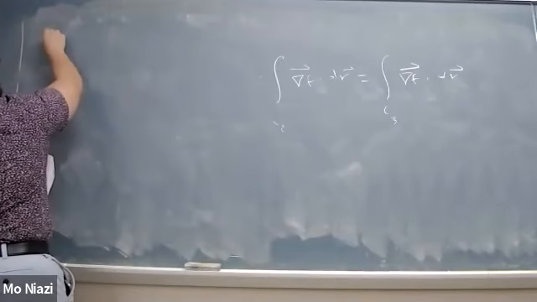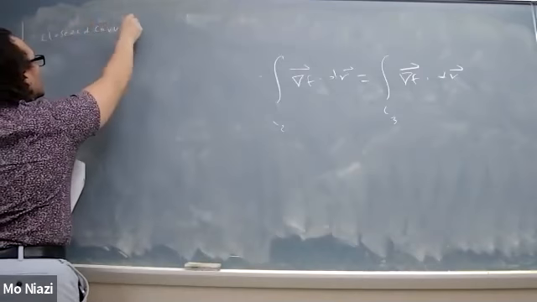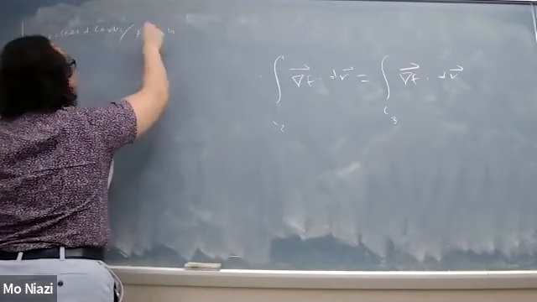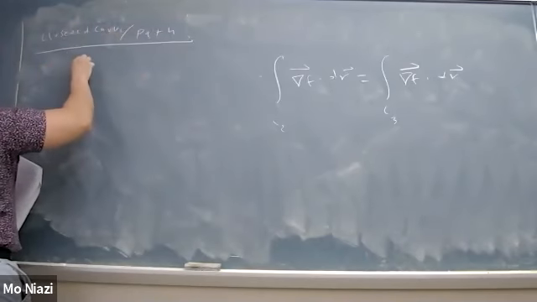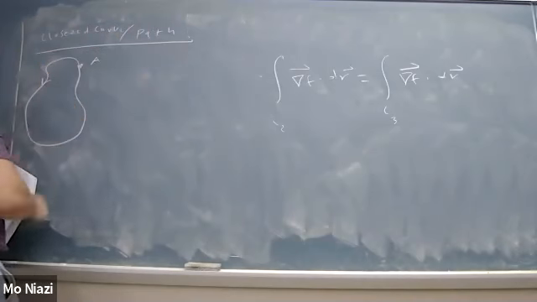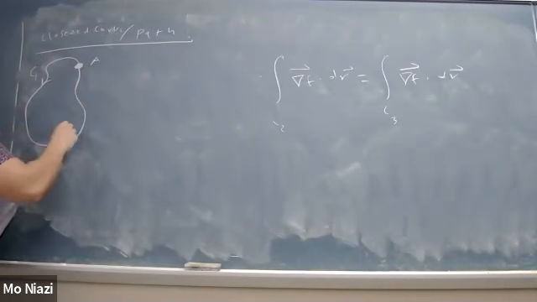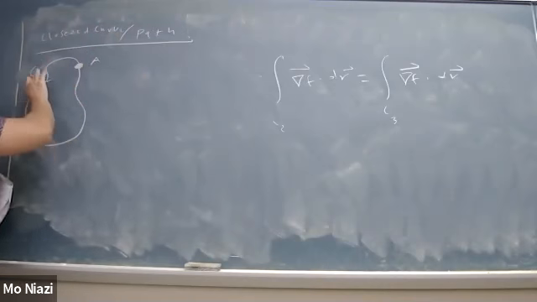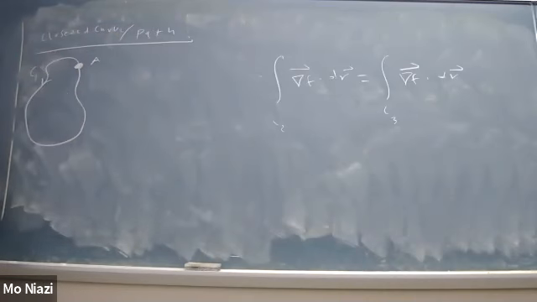A closed curve or path is one such that where you start is also where you finish. So this is a closed path. Because if I just call this some curve C, its beginning and its end are at the same location. So this is called a closed curve.